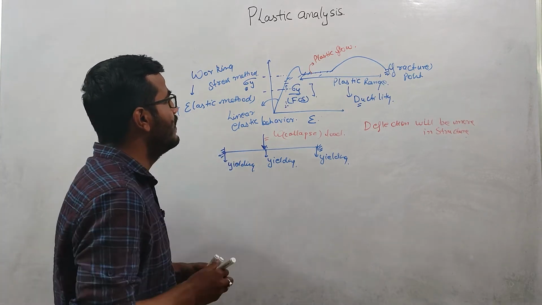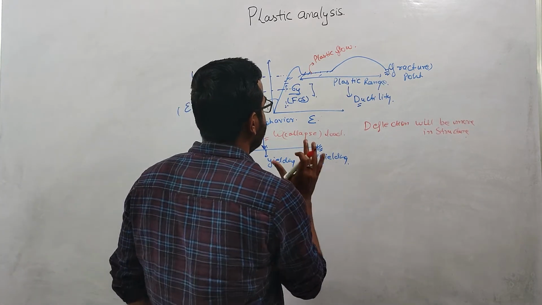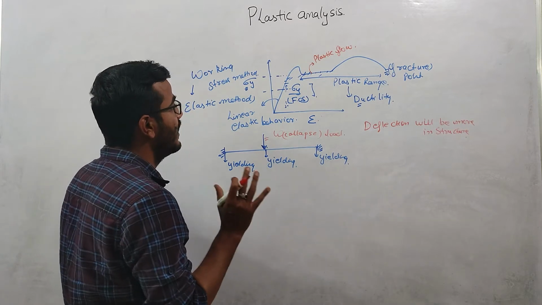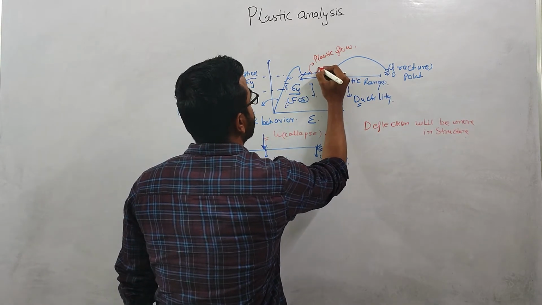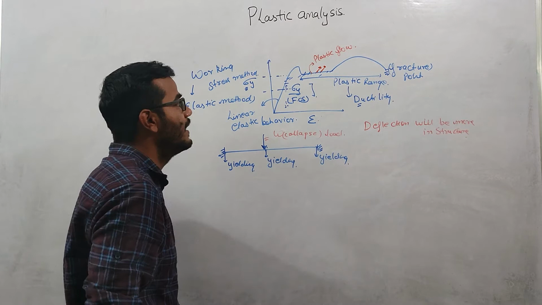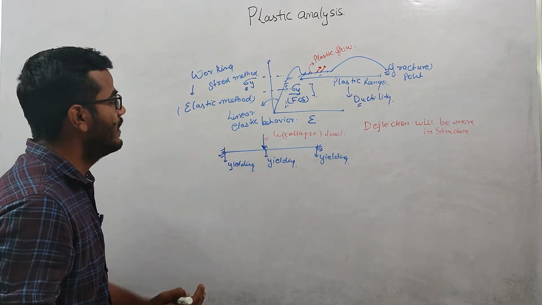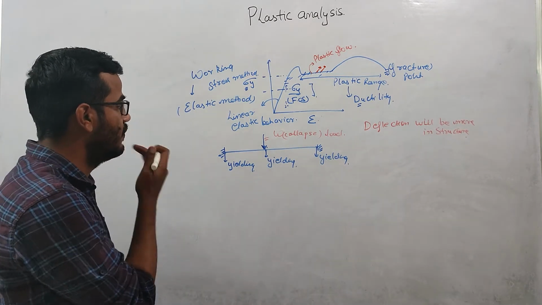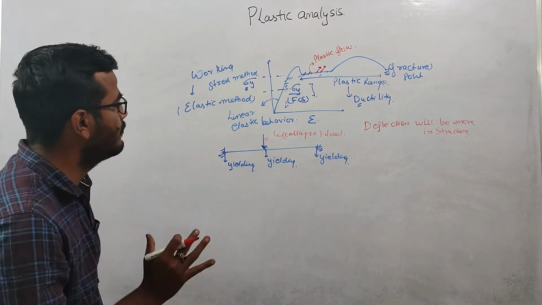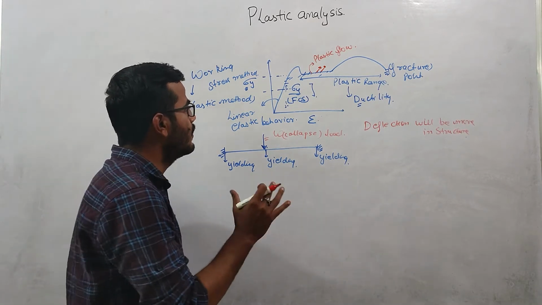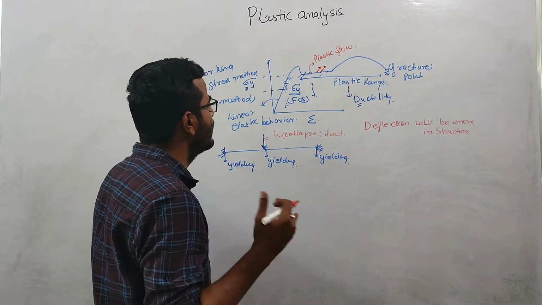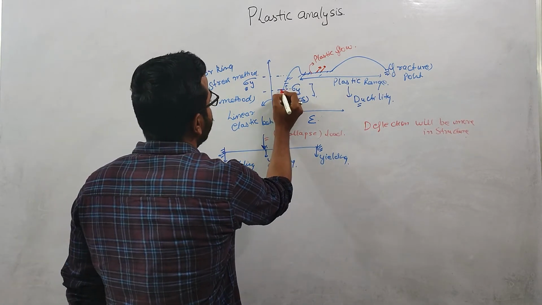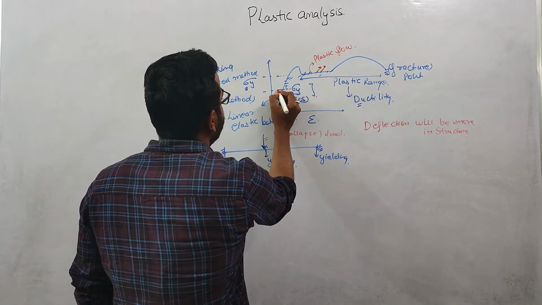Why is it called plastic analysis? Because we calculate the maximum load which the structure can bear in this plastic range, the maximum collapse load which this structure can bear. The working stress method won't help us in calculating the collapse load, because we never reach this state; we are always in the elastic state.